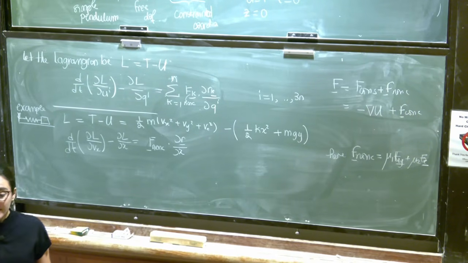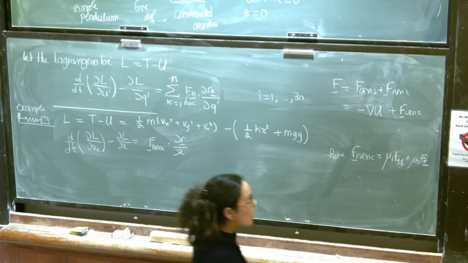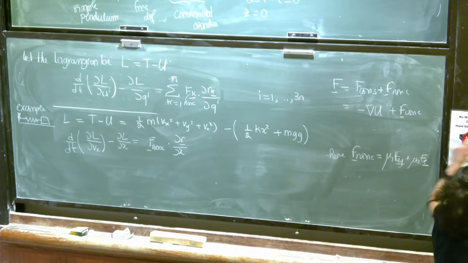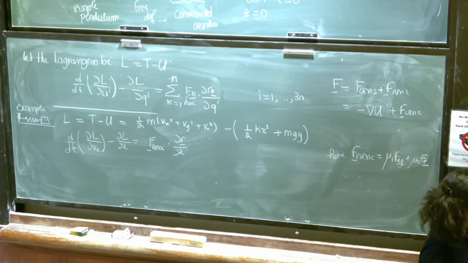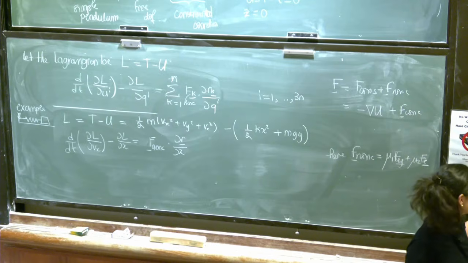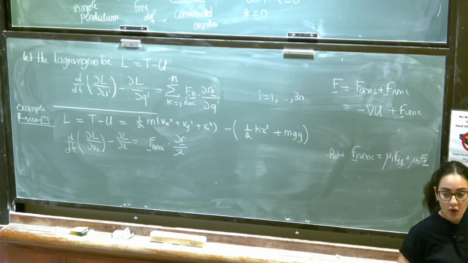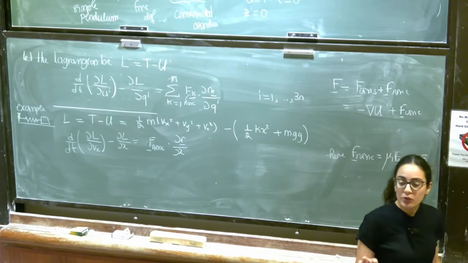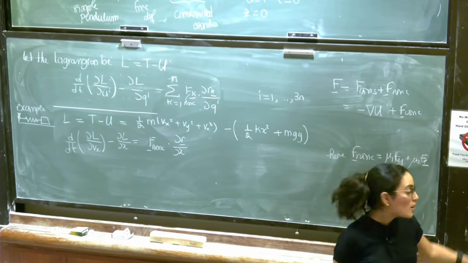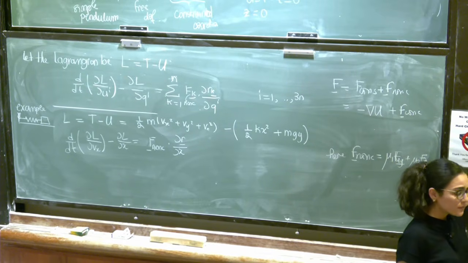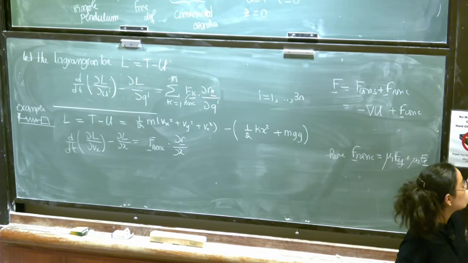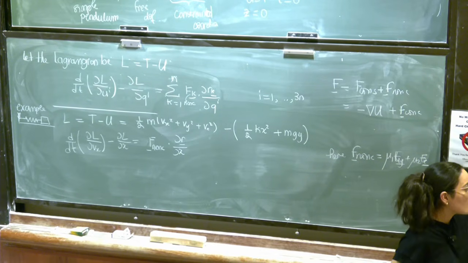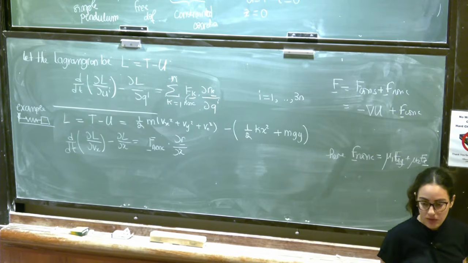Okay, so the comment I was making before about the fact that in both formulations, this and this, the first 3n minus m equations are going to give you the equations of motion. The last m equations are going to give you the constraint equations. Sometimes we do not care about what the constraint is. We just want to calculate the equations of motion. So we just want to calculate the first 3n minus m Lagrange's equations.